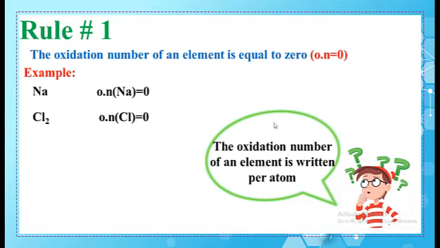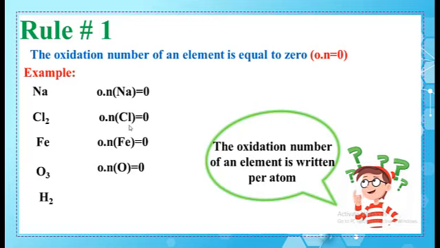As we said here, the very important note is that we write the oxidation number of an element per atom. Yani we don't say oxidation number of Cl2, we say oxidation number of Cl is equal to 0. Oxidation number of Fe equal to 0 because it's an element. Oxidation number of O3 because it's an element, so the oxidation number of O is equal to 0. And the oxidation number of H2 because it's an element, the oxidation number of H equal to 0.